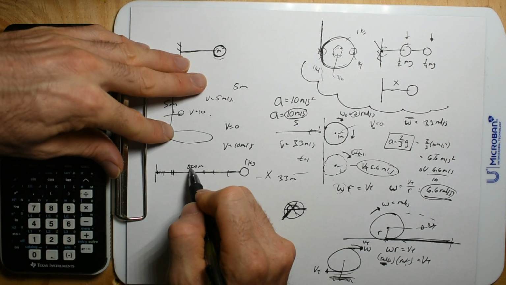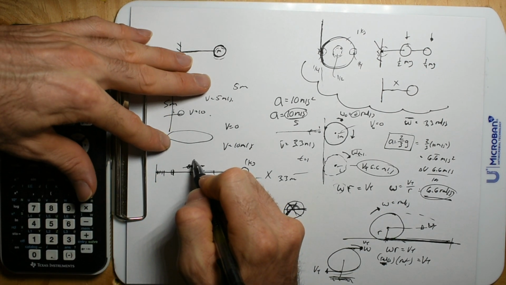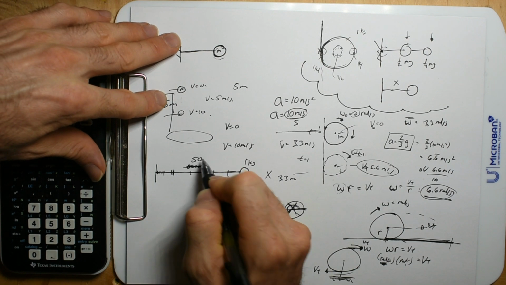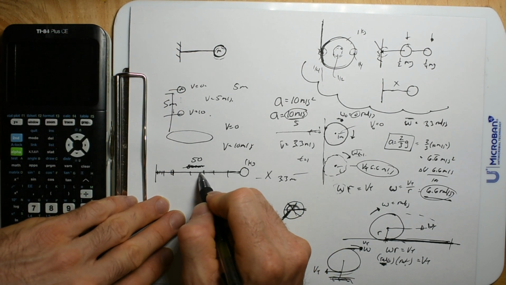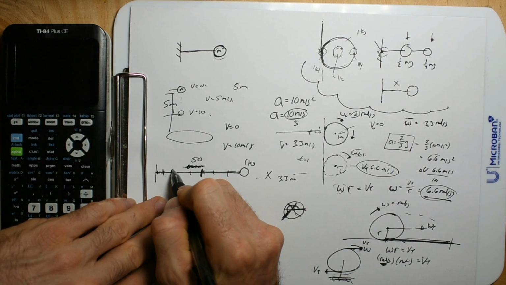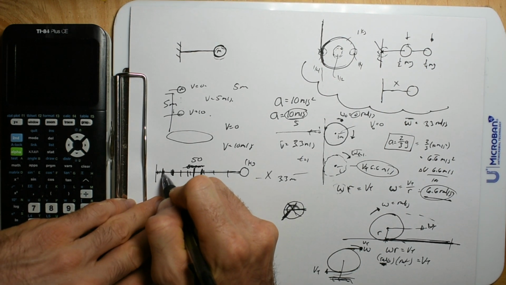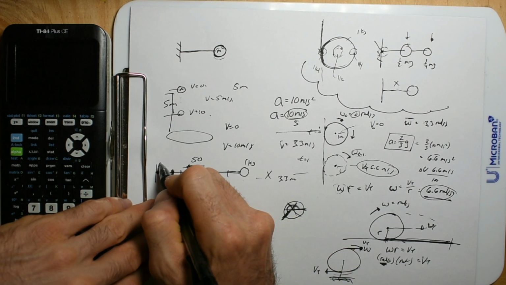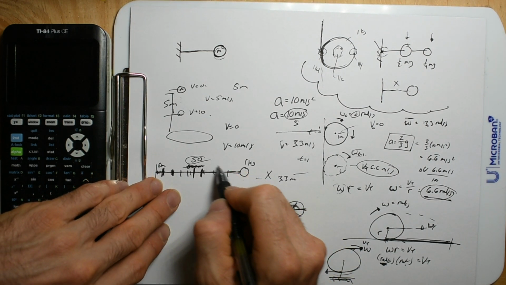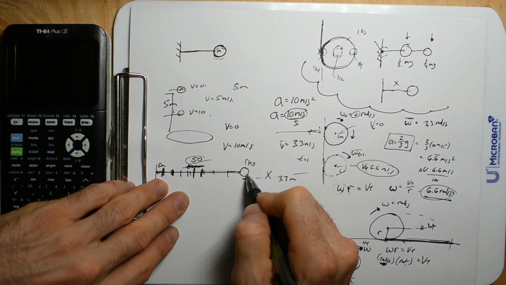Yeah, we made this too big. But anyway, let's say we made this 50, and then we divvy this up into 10. This is 5, and we go 1, 2, 3, 4, 5. So this is 5 meters, and this is 50 meters. So now this thing just falls that far.